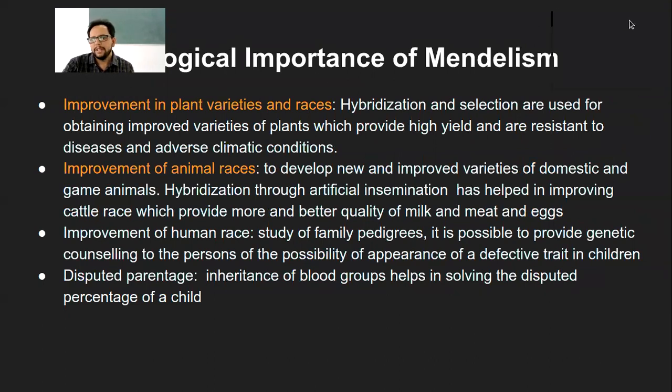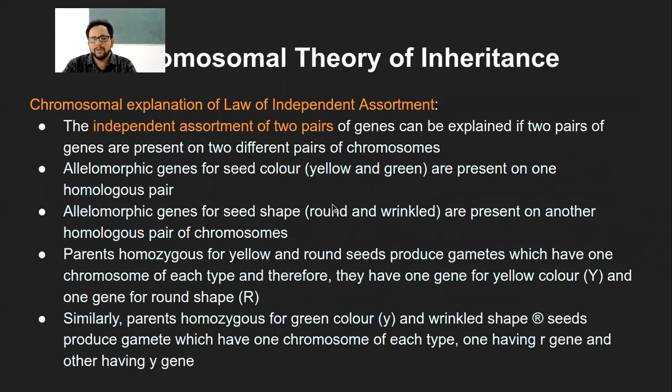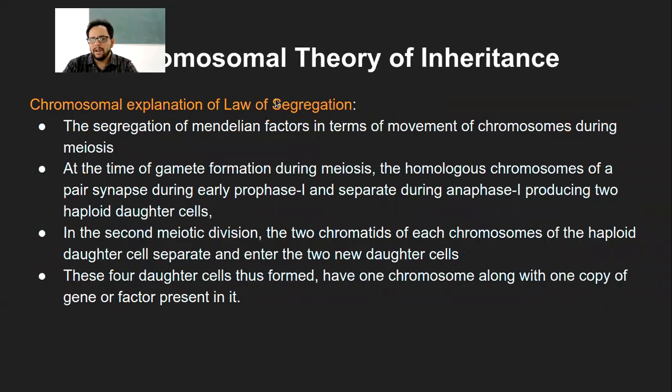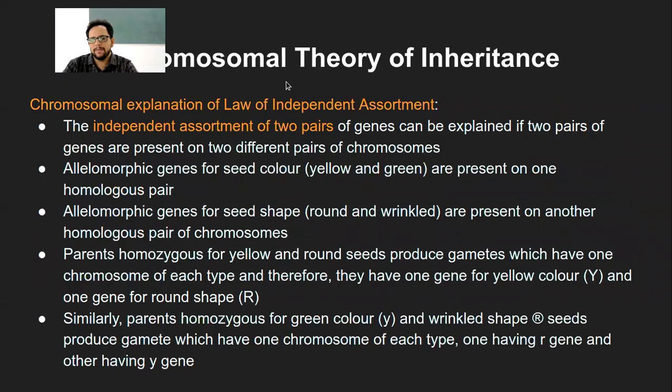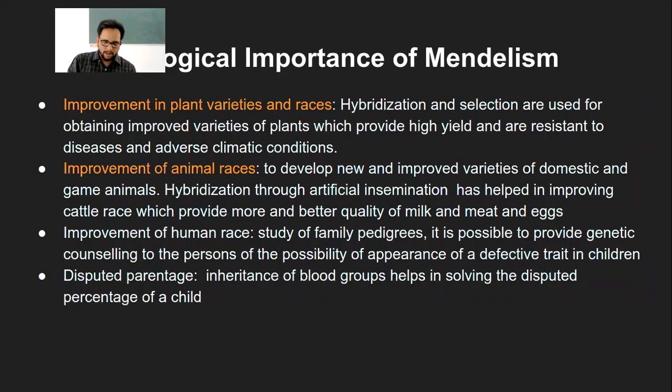Then the next part after this theory: the law of dominance was anyway proved by Mendel himself, so there is no explanation by this theory. Yeah, that was already proven. Only these two laws, that is law of segregation and law of independent assortment, were proven further by this chromosomal theory of inheritance. Then the biological importance of Mendelism.